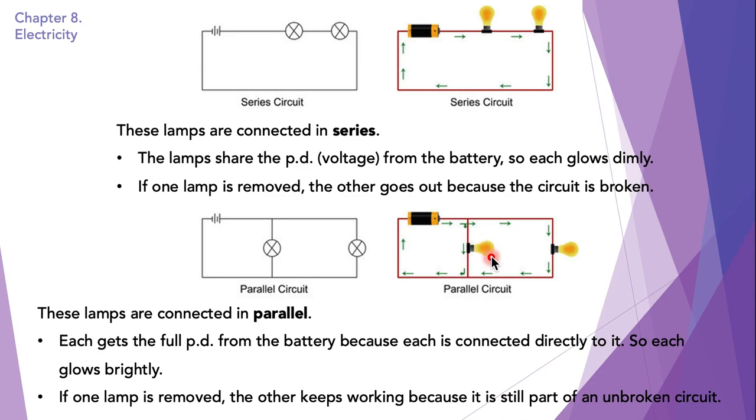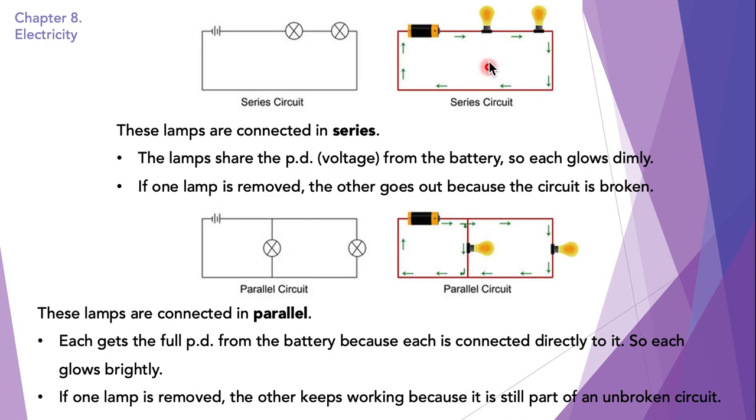So if, for example, this lamp gets broken and doesn't work, this lamp would still work because the circuit is not broken. This lamp has a different passage of current. This passage of the current is still not disturbed, so the electricity supply keeps flowing from here, and this lamp still glows. Because each lamp gets the full potential difference from the battery, each lamp glows brightly. Whereas in these lamps, because they are connected in series, they share the potential difference, and so each glows dimly.